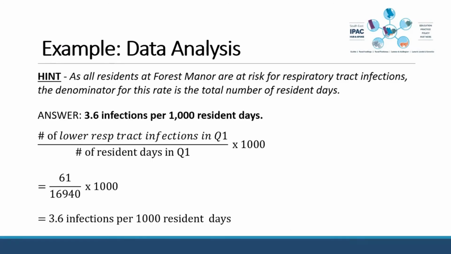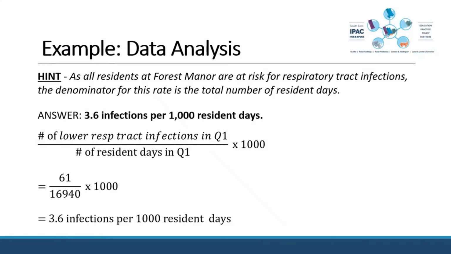So we have the number of cases that was provided in the question. That'd be 61. And then we have the number of resident days, also provided in the question, and then you just put it in a calculator, you have your constant as 1,000, and you get 3.6 infections per 1,000 resident days.